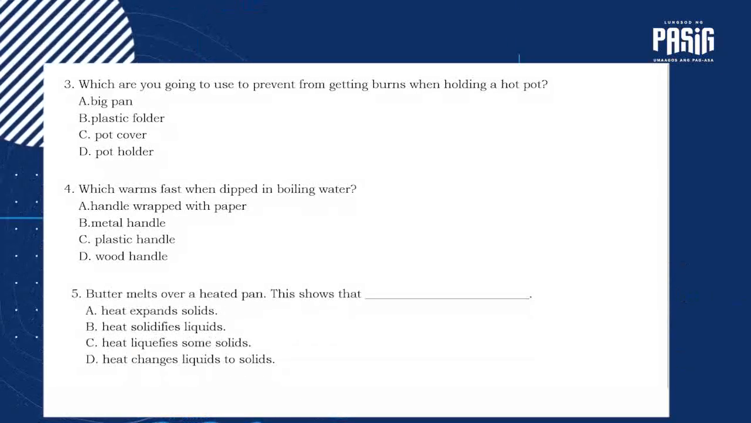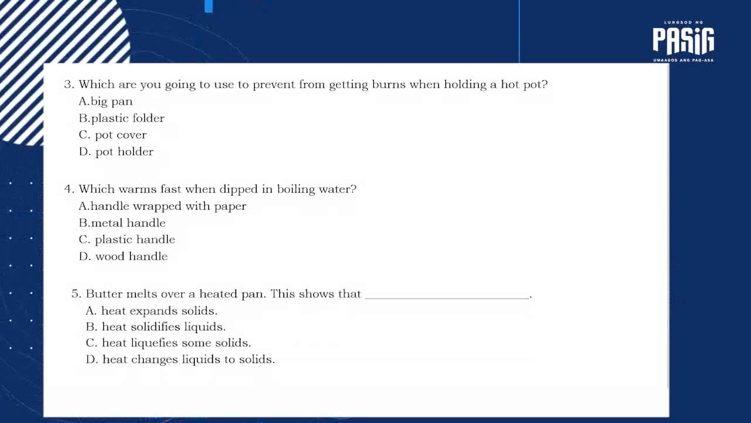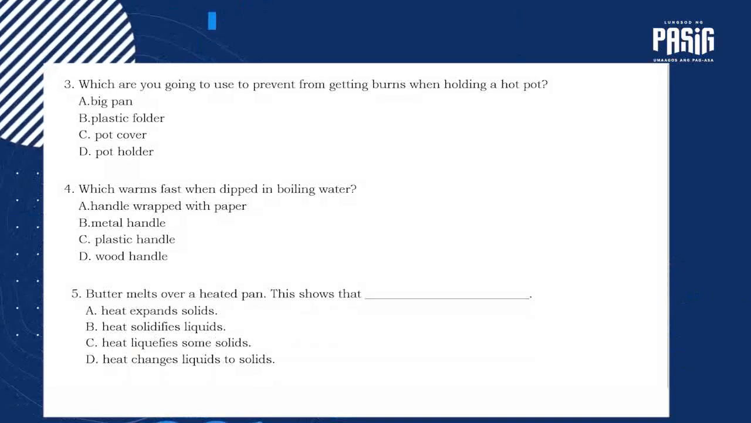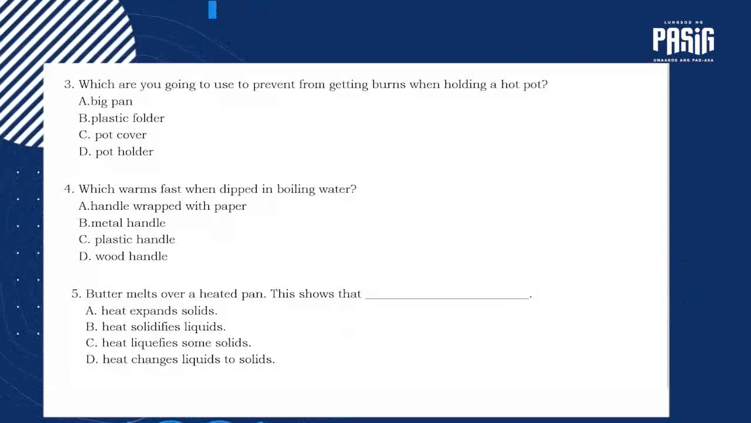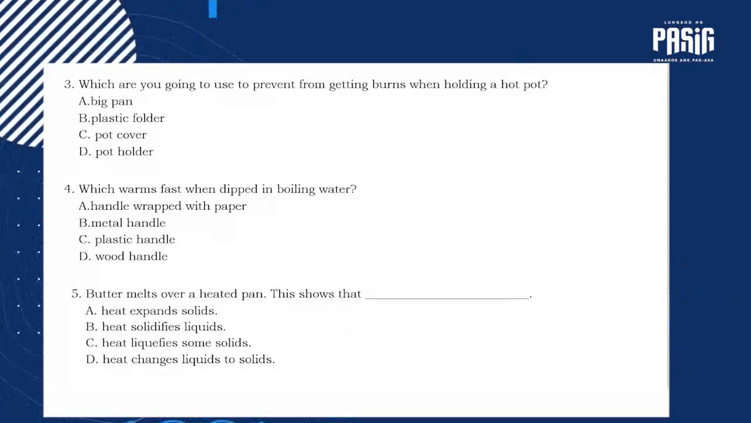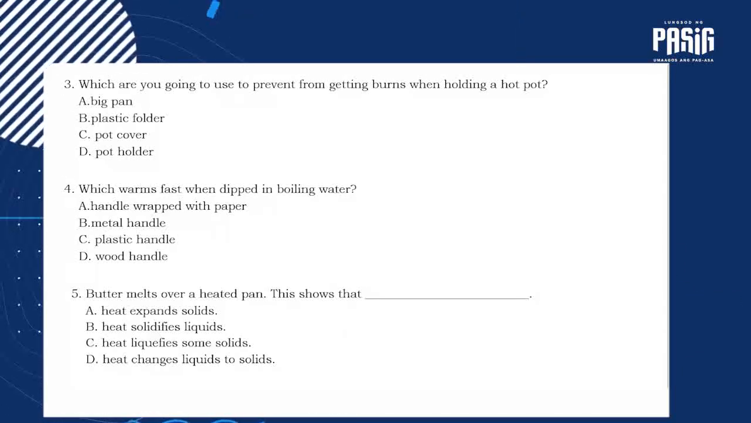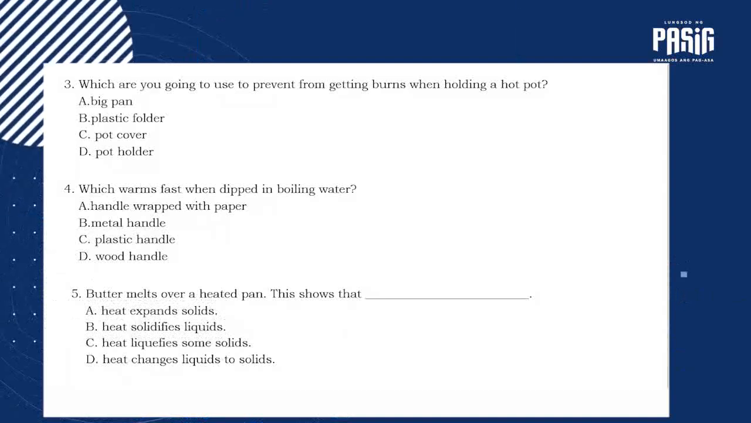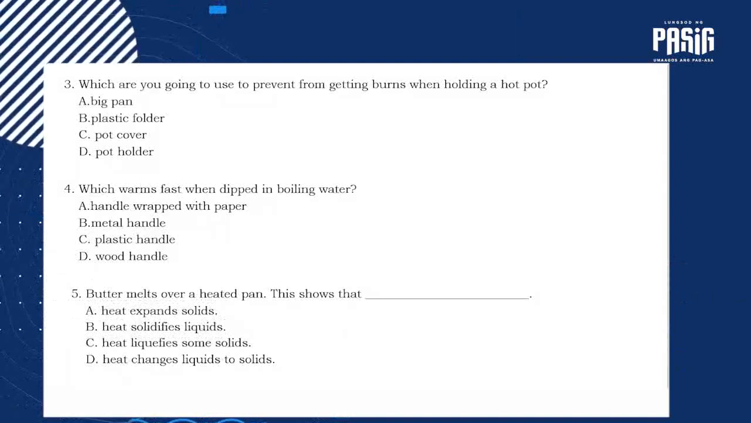Last, number 5. Butter melts over a heated pan. This shows that blank. A. It expands solids. B. It solidifies liquids. C. It liquefies some solids. And letter D. It changes liquids to solids. Nice answer, letter C. It liquefies some solids.